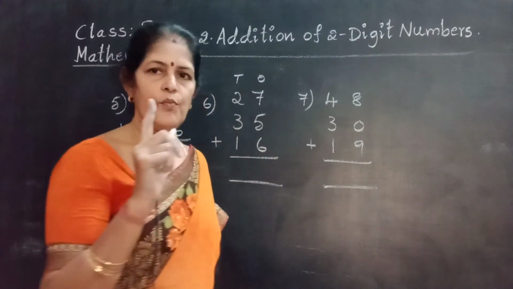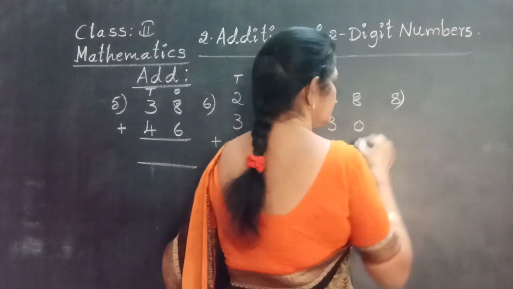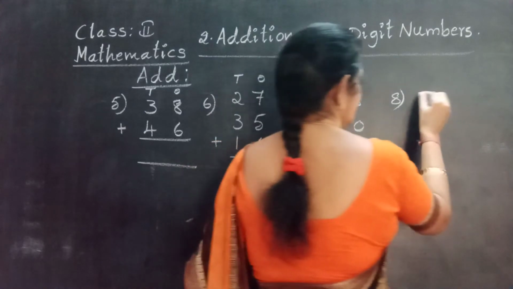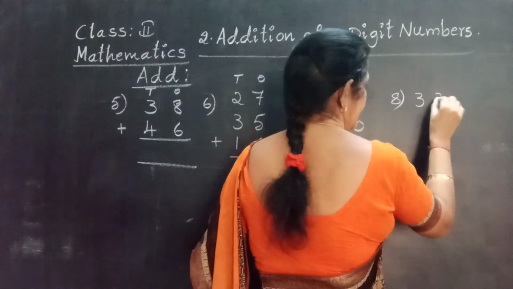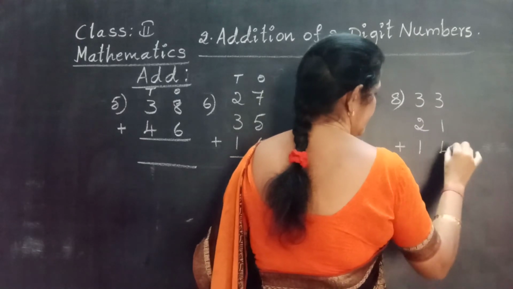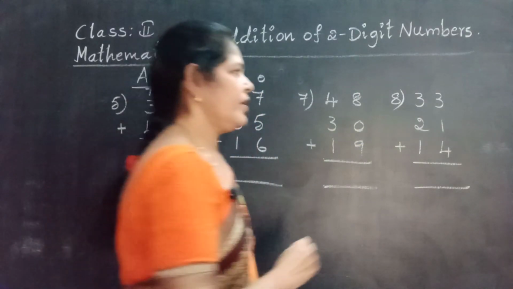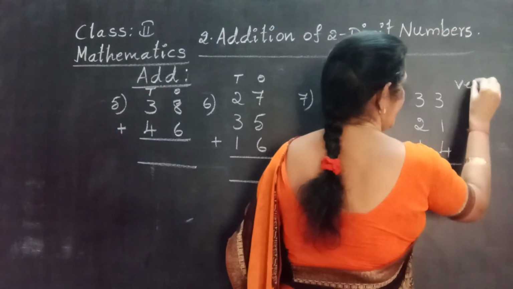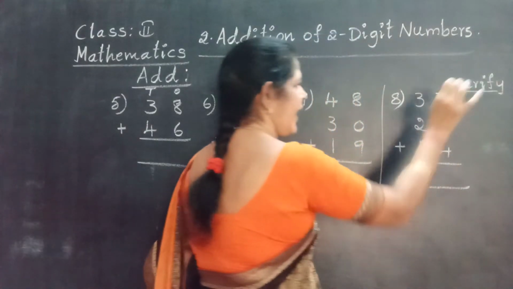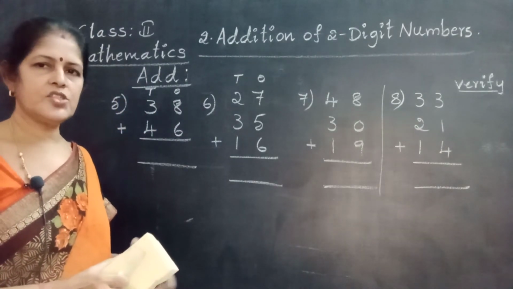Okay, can I give you one more for practice? The 8th one goes to verifying. 33 plus 21 plus 14. Find the total and verify your addition. Right here, verify. V-E-R-I-F-Y. Verify. Only the 8th one you are doing for verifying addition. Okay? Have you all understood?